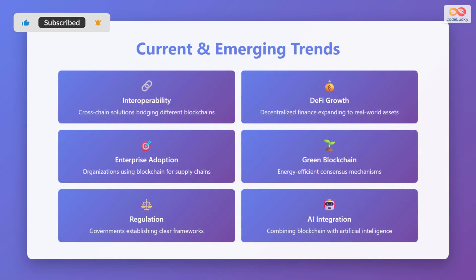Several important trends are shaping blockchain's future. Interoperability focuses on creating solutions that connect different blockchain networks together. Decentralized finance, or DeFi, is expanding to include real-world assets and banking services. Enterprise adoption is growing as organizations use blockchain for supply chains and data management. Green blockchain develops energy-efficient consensus mechanisms to reduce environmental impact. Regulation is becoming clearer as governments establish frameworks for blockchain use. Artificial intelligence integration combines blockchain with AI to enhance security and automation capabilities.